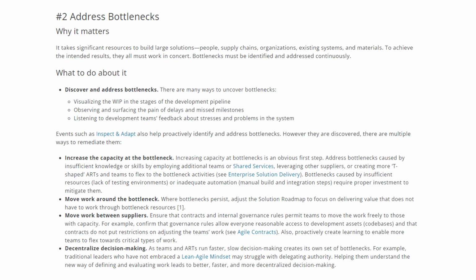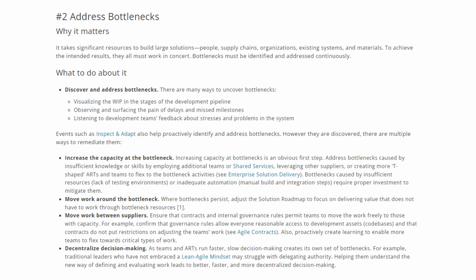The first option could be to increase the capacity at the bottleneck. Increasing the capacity at bottlenecks is an obvious first step, right? Address bottlenecks caused by insufficient knowledge or skills by employing additional teams or shared services, leveraging other suppliers, or creating more T-shaped ARTs and teams to flex to the bottleneck activities. Bottlenecks caused by insufficient resources or inadequate automation require proper investment to mitigate them.